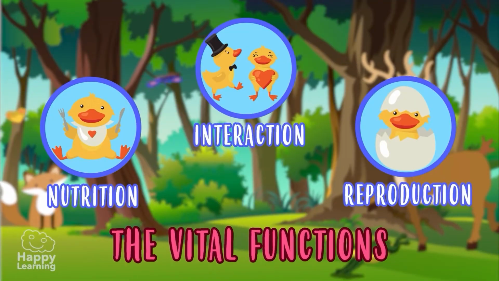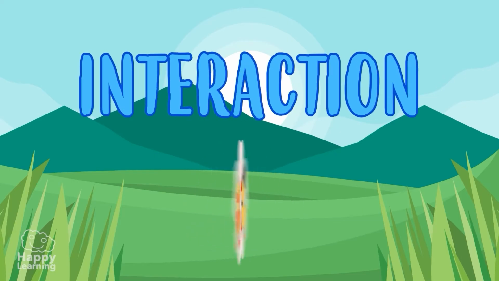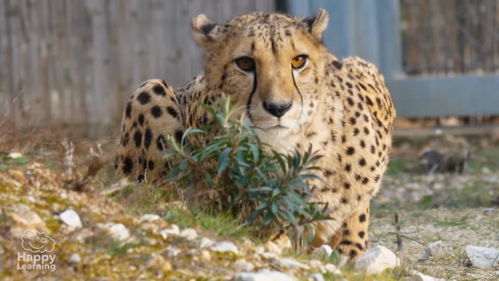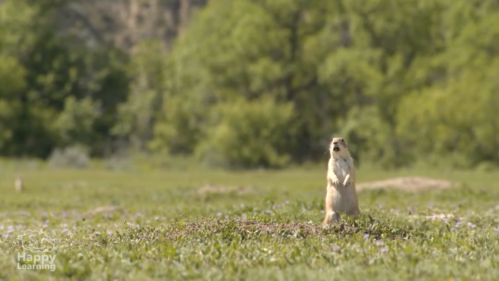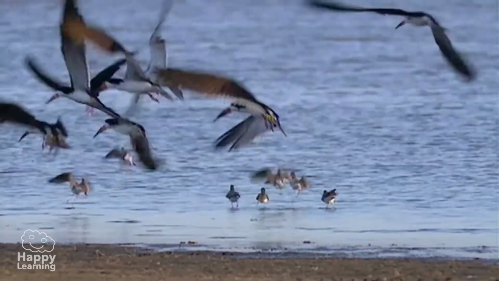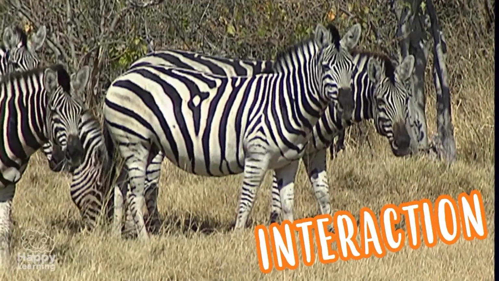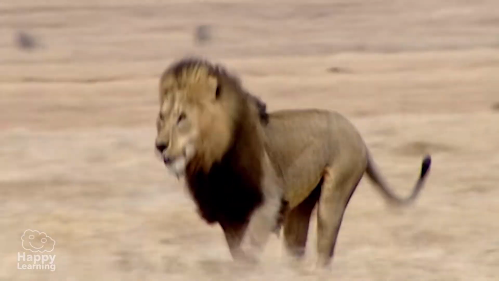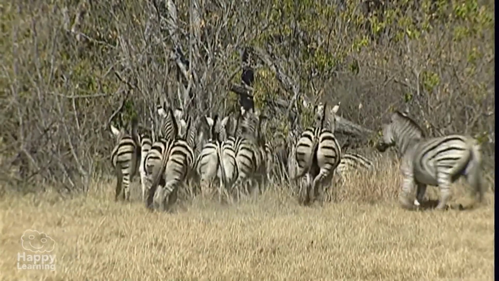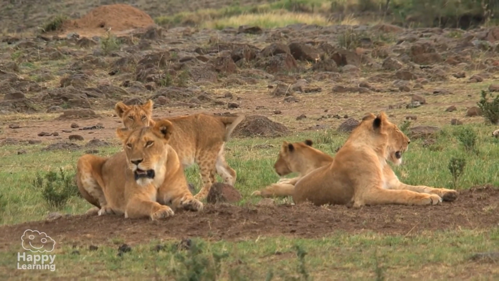The vital functions. Interaction. Living things need to be aware of the environment they are in, to know what happens around them and to react to it. This function is called interaction. Look at these zebras. They're scared because they recognize the lion's roar and know it means danger.